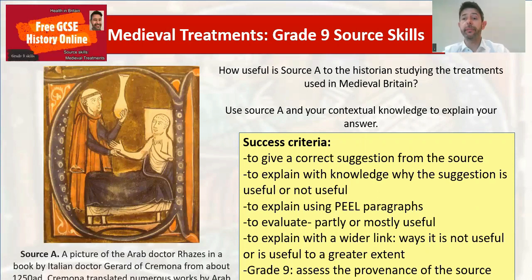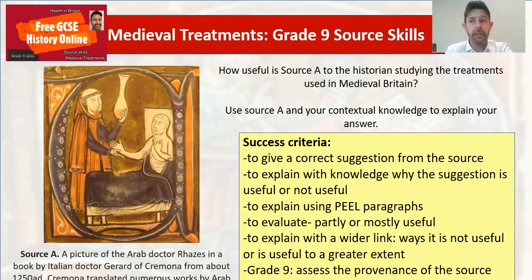Then the link should be an evaluation. Okay, if you said partly useful, it should be a bit of a weakness. If you think it's mostly useful, it should be an extra strength of the source. So that comes into the explain with a wider link there in that second point. So trying to explain to a greater extent, and that wider link becomes your evaluation. You should assess the provenance of the source as well in its own paragraph for top band answers, and obviously give a clear conclusion.